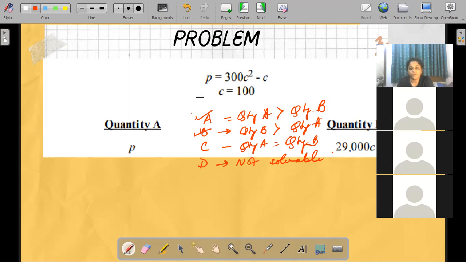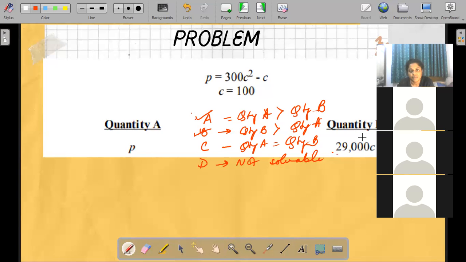All right. So this problem can be solved even without picking up the pen. And this is how you should do it on the GRE. Right now you're solving, but you should gain this habit to reduce your work and your time. So it is given as P is equal to 300 C square minus C, and C is equal to 100. Quantity A is P, so I have to find the value of P. And quantity B is 29,000 of C.